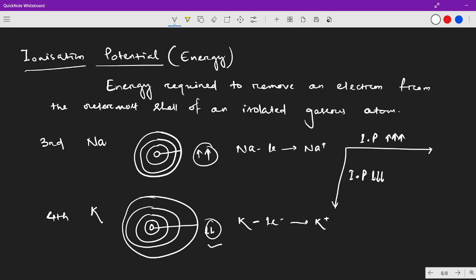Similarly, on moving from left to right, the size decreases and the nuclear charge increases, so it will be difficult for an atom to lose an electron. Hence more energy will be required to take the electron out from the outermost shell of an atom. Hence ionization potential increases from left to right and decreases from top to bottom. This is what ionization energy is, and the question will be similar to what I told: it will be asked to arrange the elements in increasing or decreasing order of their ionization potential.